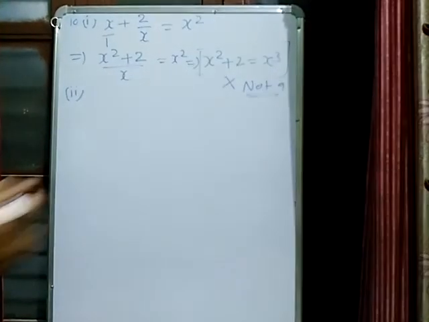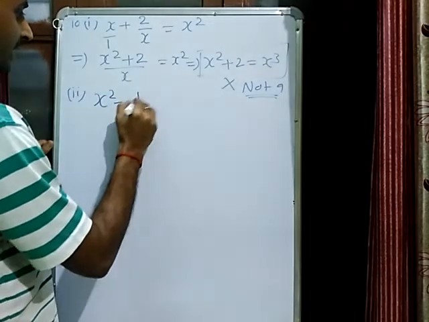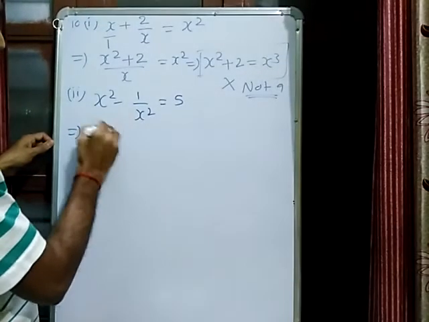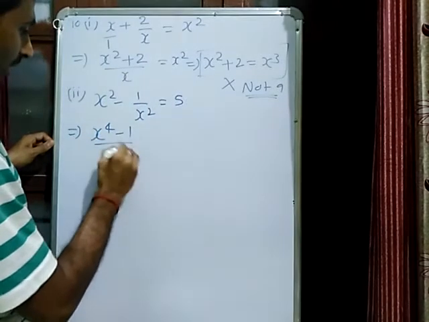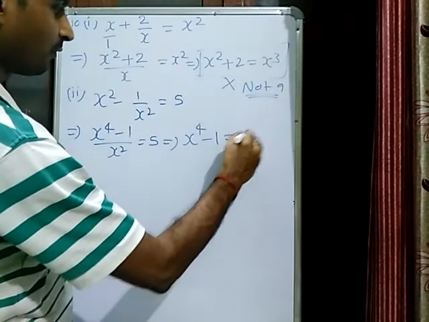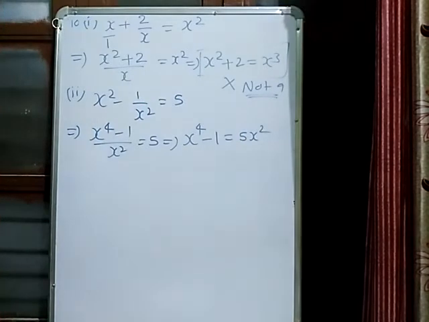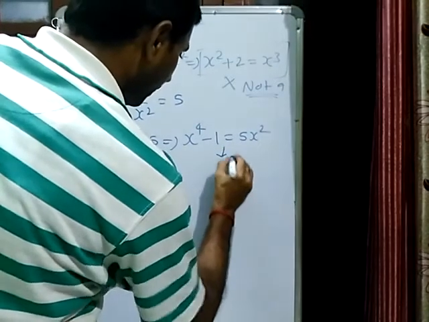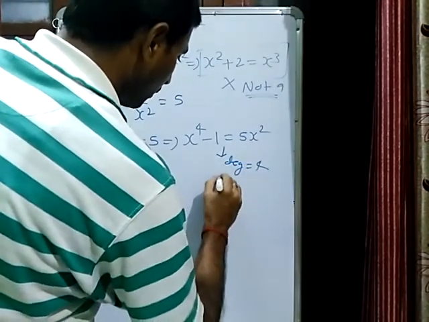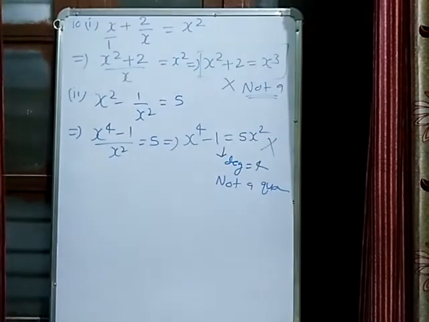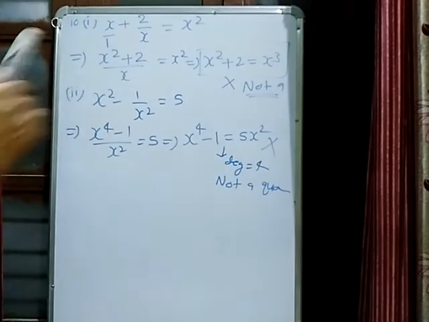Second part of this question is given x square minus 1 upon x square is equal to 5, right. So by taking LCM you will get x to the power 4 minus 1 upon x square is equal to 5. Do the cross multiplication, x to the power 4 minus 1 is equal to 5x square. So what is the degree of this? The degree is 4. Therefore it is also not a quadratic equation, because its degree is 4. So this one is also not a quadratic equation, but it is a biquadratic equation.